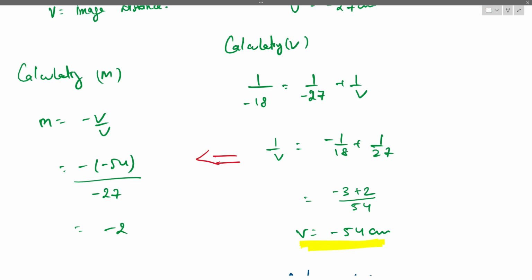That is, the position of the image is on the same side of the mirror as the object, because it is negative in magnitude. Now we can calculate the value of m, that is minus v by u. Substituting the values of v and u in this formula, we get a value of minus 2, that is, the image is magnified and it is real.